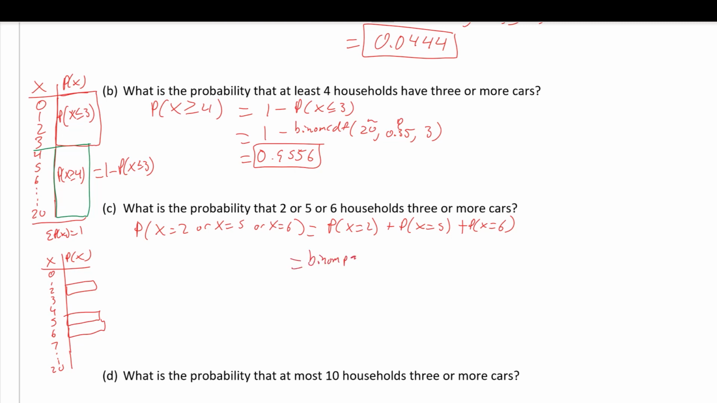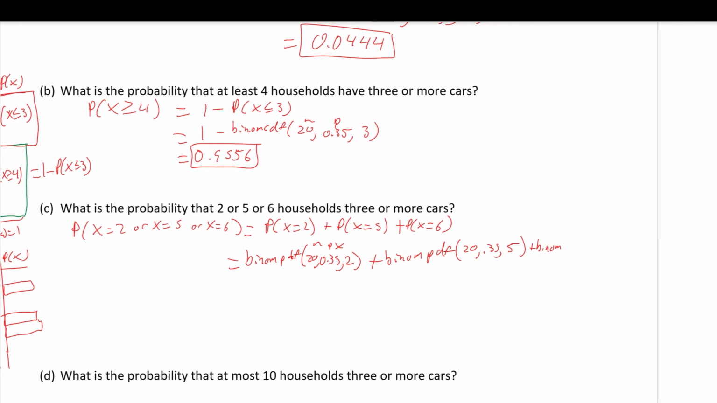Binom PDF, N, P, X. N is 20, P is 0.35, 3. I'm sorry, that's a 2. Plus binomial PDF 20, 0.35, 5, plus binom PDF 20, 0.35, 6.